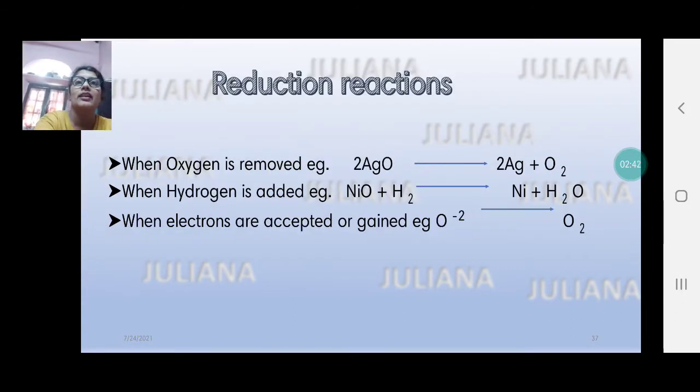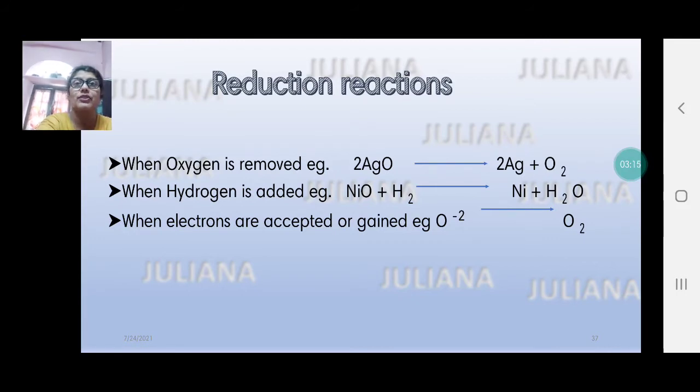In fact, this is something like the second point, when hydrogen is removed from a saturated hydrocarbon forming an unsaturated hydrocarbon. Then talking about reduction reaction, when oxygen is removed. Contrary to oxidation where oxygen was added, here oxygen is removed. So here for example, silver oxide giving you silver and oxygen. When hydrogen is added, contrary to oxidation where hydrogen was removed. For example, NiO, nickel oxide plus hydrogen giving you nickel and water.